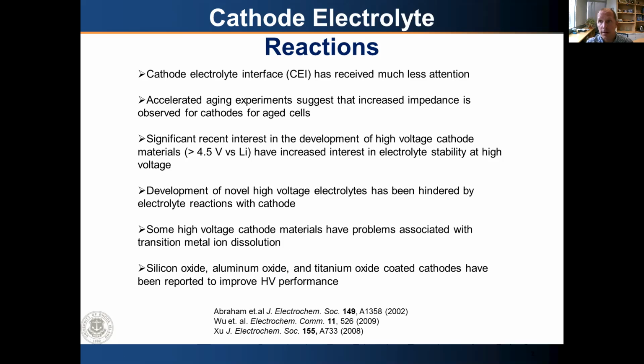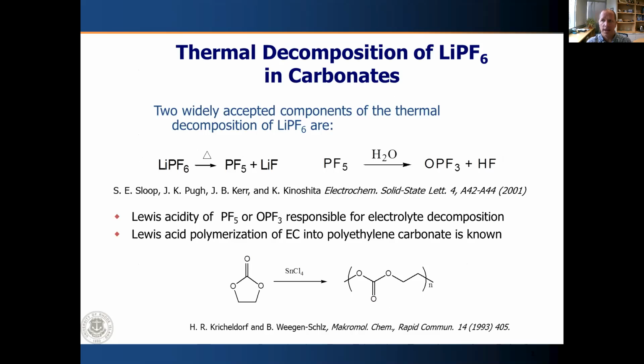One of the things that was earlier attributed to this problem is transition metal dissolution from the cathode, and that was perceived to be a problem, although why it's a problem and what caused the problems was not very well understood. Something else that was observed early on was that if the cathode materials were coated with an inert material such as silicon oxide, aluminum oxide, or titanium oxide, this typically improved the performance of cathodes when going to higher voltage. So our initial investigations into these materials really focused on the thermal reactions, and then we expanded our investigations to include electrochemical investigations.